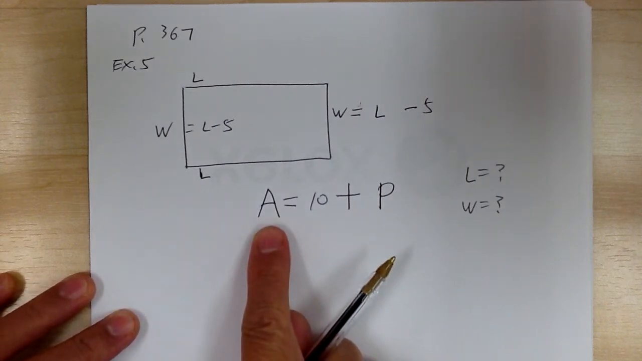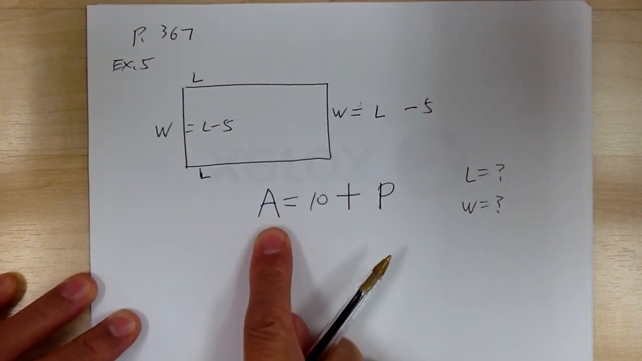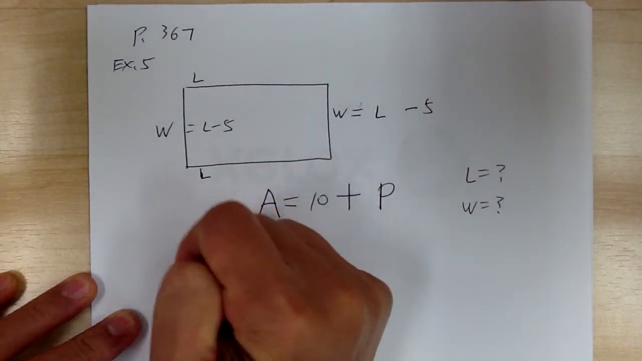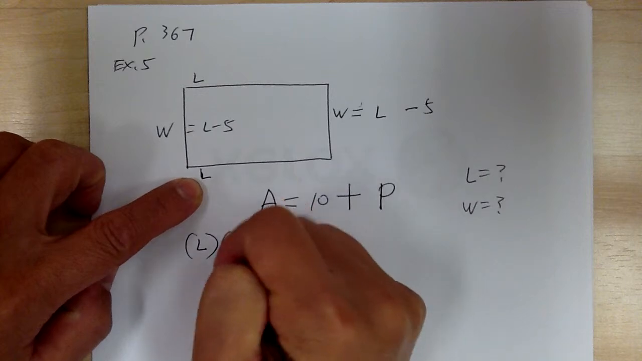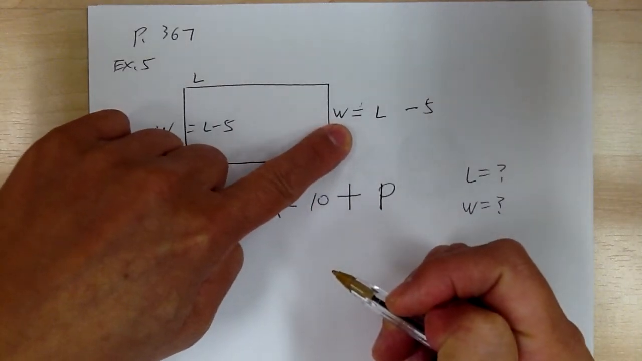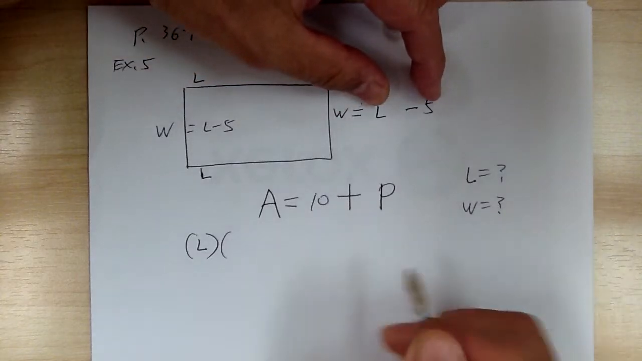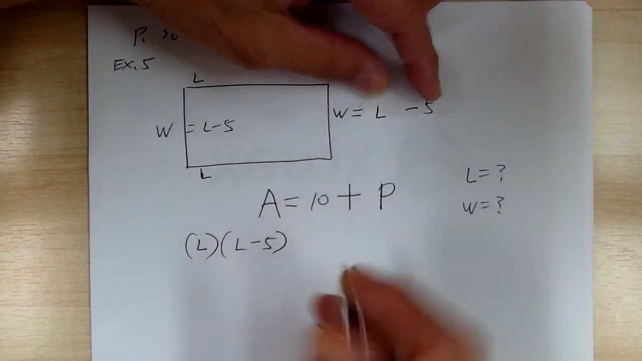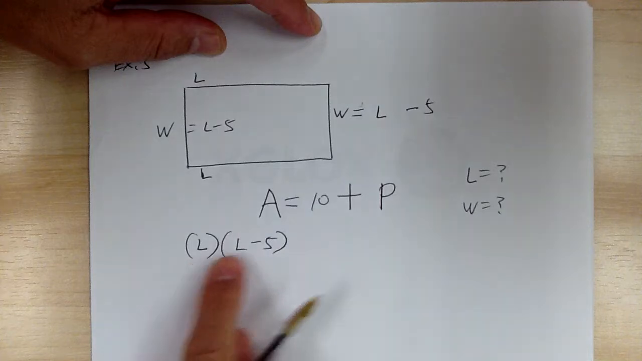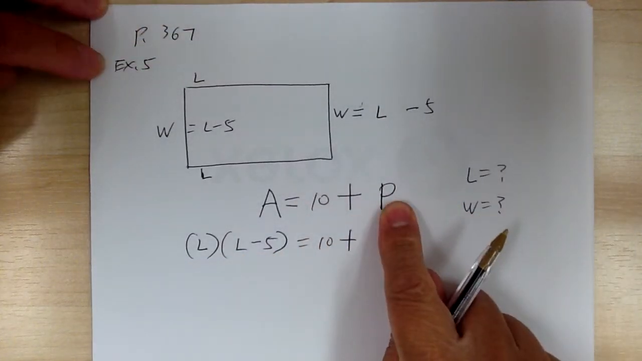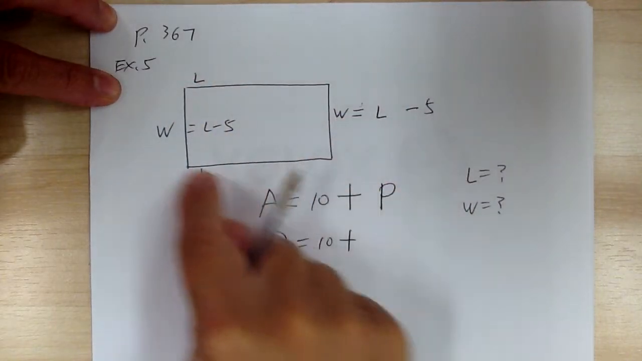Okay, so now you have to go and look. So area is going to be length times width, right? So it's going to be length over here times width. But whenever you see equal, that's what you want to substitute. So length times width, but width is L minus 5. Again, area is length times width. So here's your width. Equal to 10 plus, now the perimeter is the length all the way around, right?